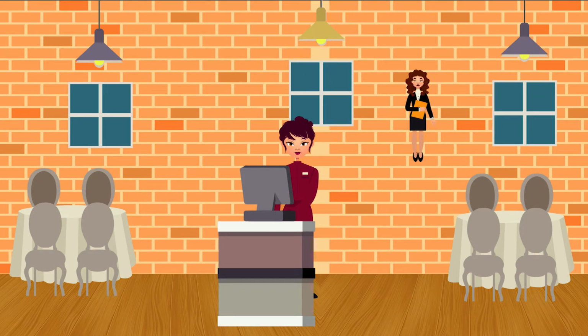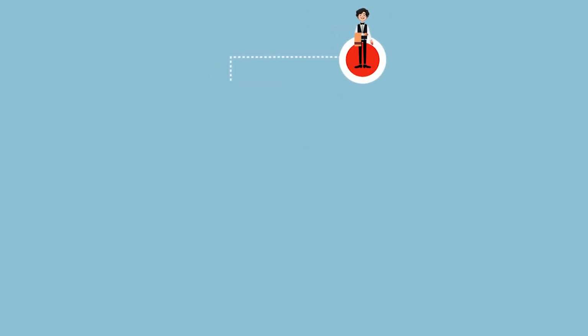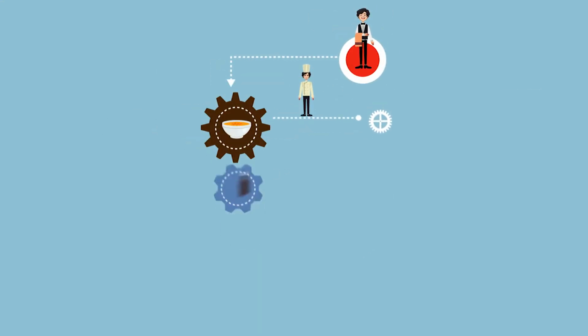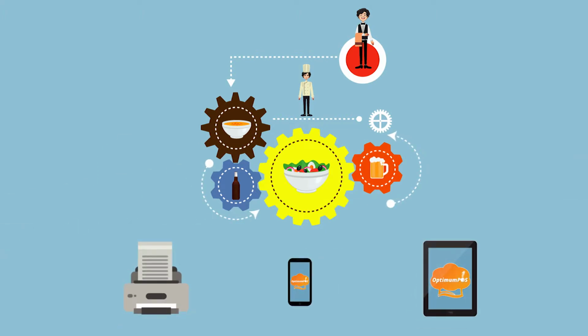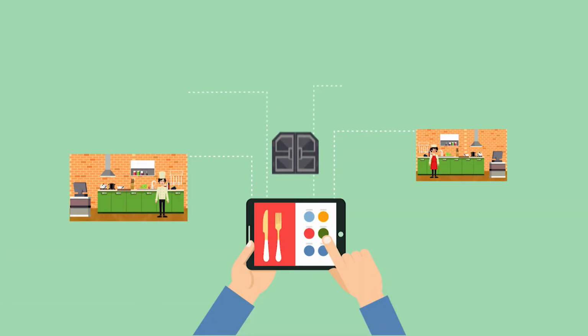Once the server sends the command to preparation, each area will receive the dish or drink through a ticket printer, a tablet, a smartphone, or a smart TV, which can communicate directly to kitchens, bars, or stations.